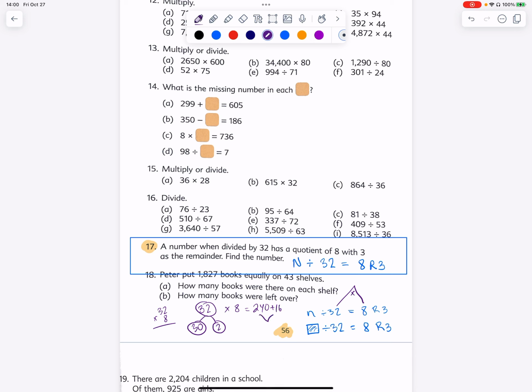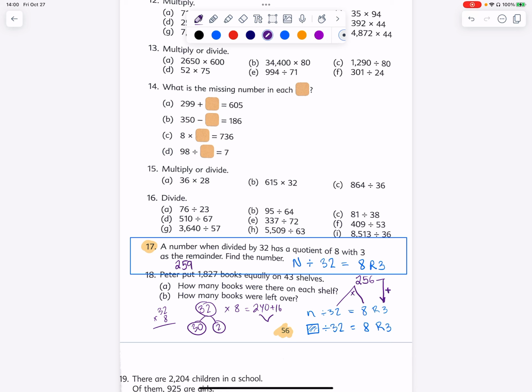Let's add the partial products. 240 plus 16 is 256. But we're not done. There was a remainder after that number was divided, and we need to add the remainder. So the missing number is 259.